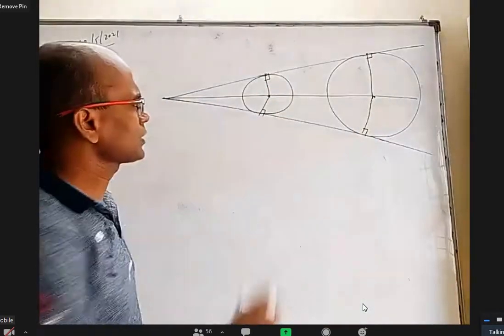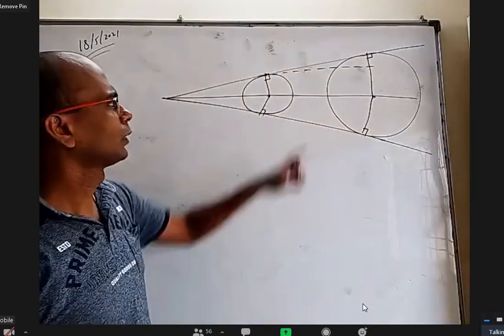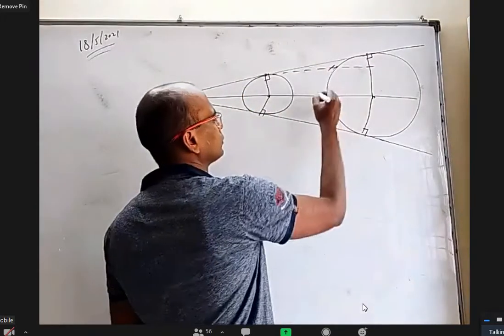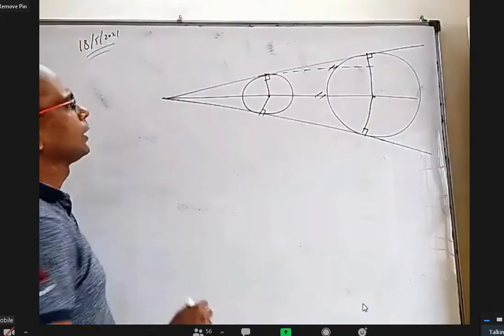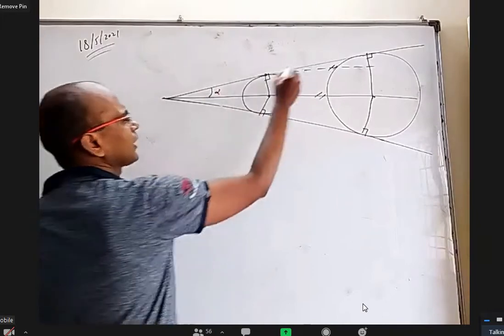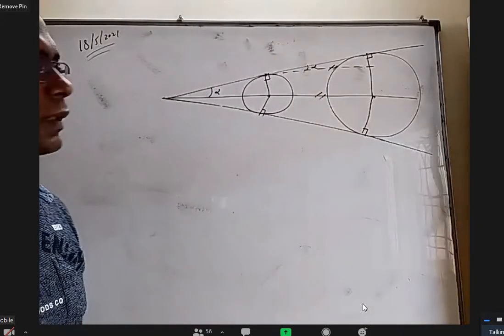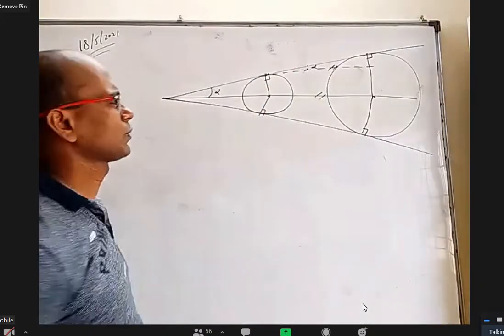What I want to do is, parallel to this, I want to construct one line here. This and this are parallel. Okay. Now, if this and this are parallel, if this angle is some alpha, can I say this angle is also alpha? Yes, sir. Same transverse, corresponding angle.